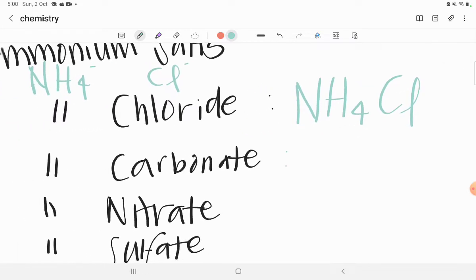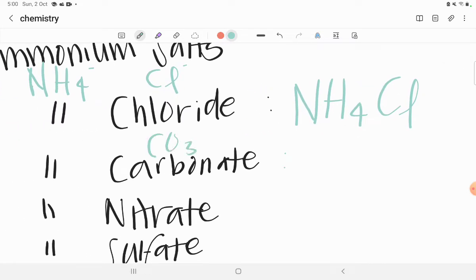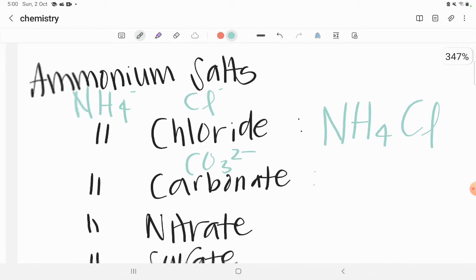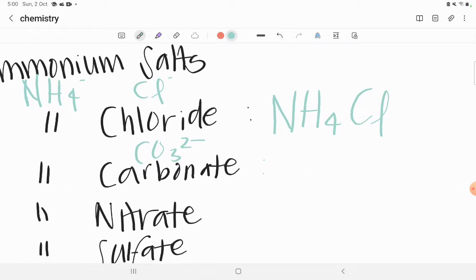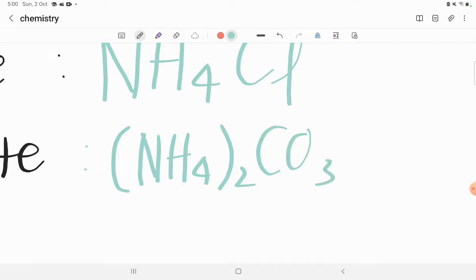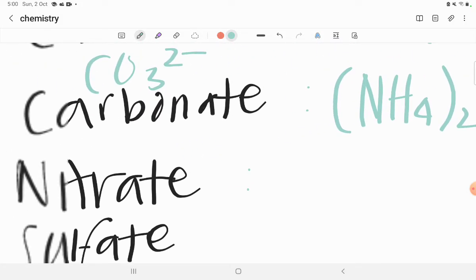Carbonate. Carbonate is CO3 2 minus. Oh, these are all minus. Okay, so I guess we just try to make the number of minus the same. So we need 2 ammonium. So bracket NH4 2 CO3.